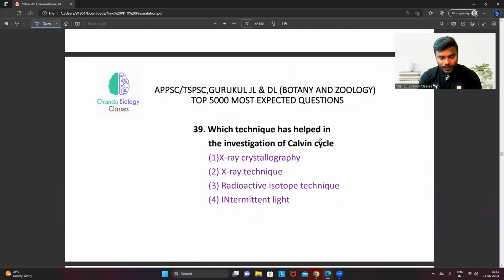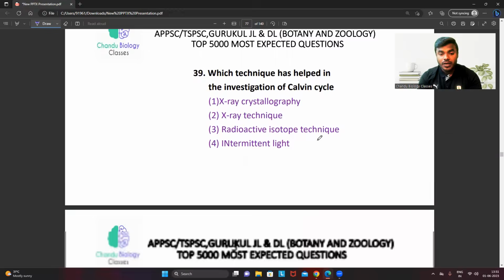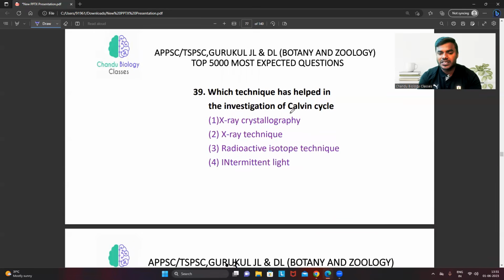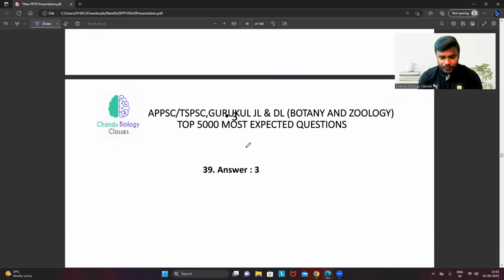Okay. So what will be the next important question? Which technique has helped in the investigation of the Calvin cycle? In tomorrow's class, we are going to study this radioactive isotope technique, and especially what kind of isotopes we have used. We used carbon-13 and carbon-14 isotopes in the Calvin cycle. I want you to remember this. The answer will be 3.